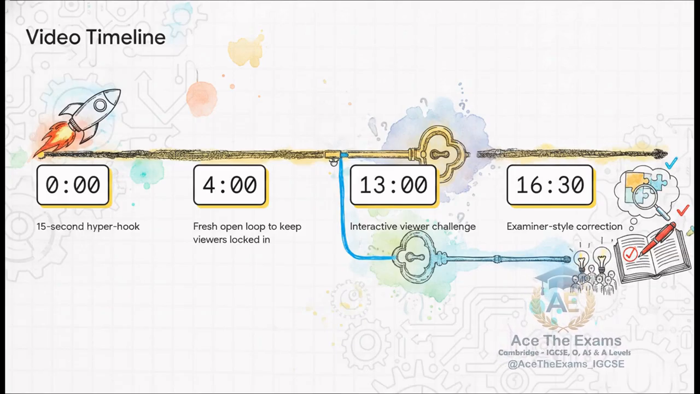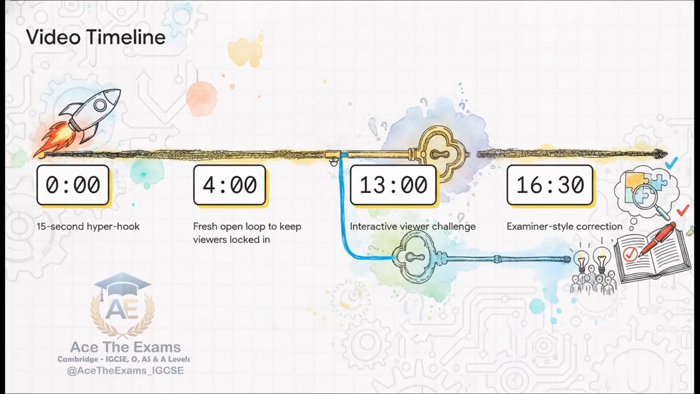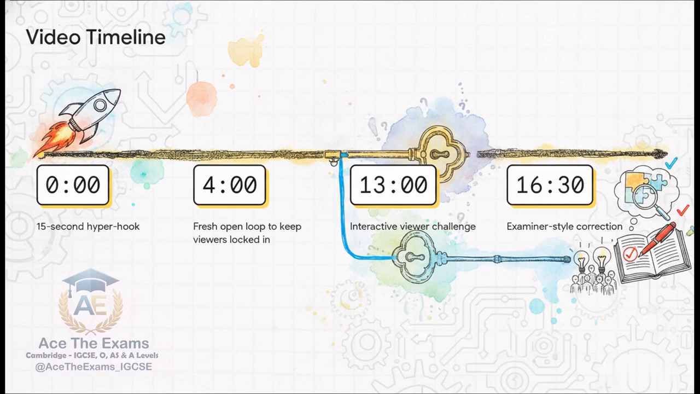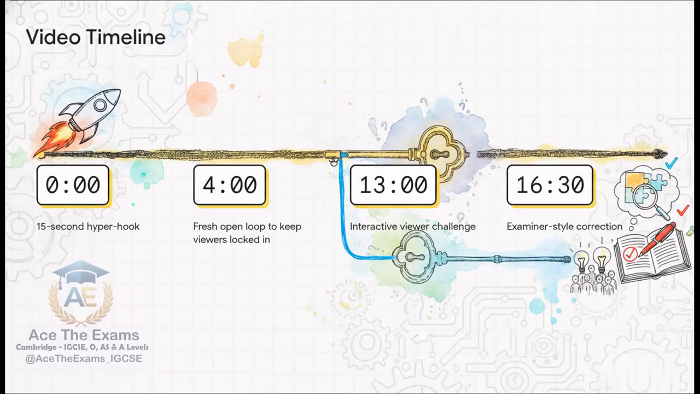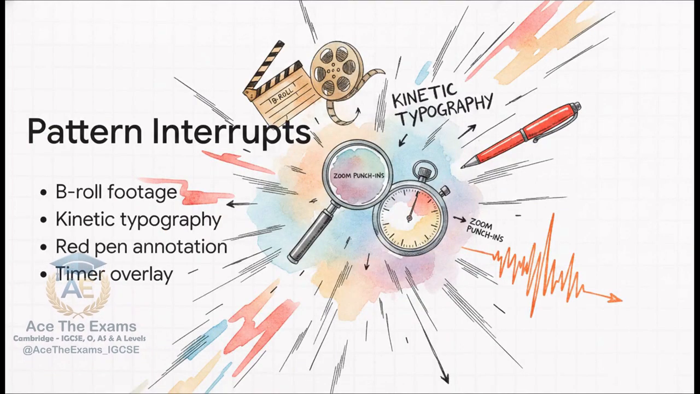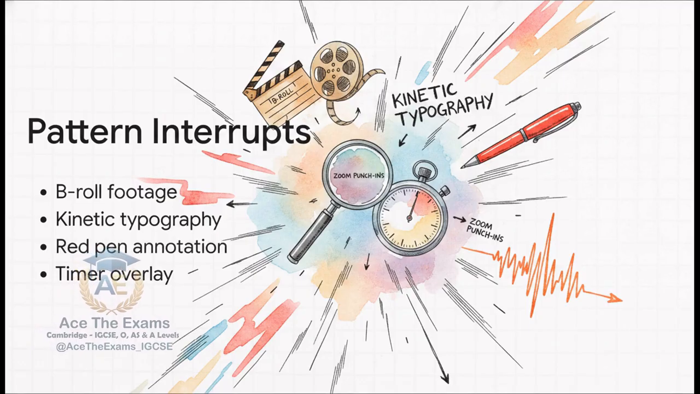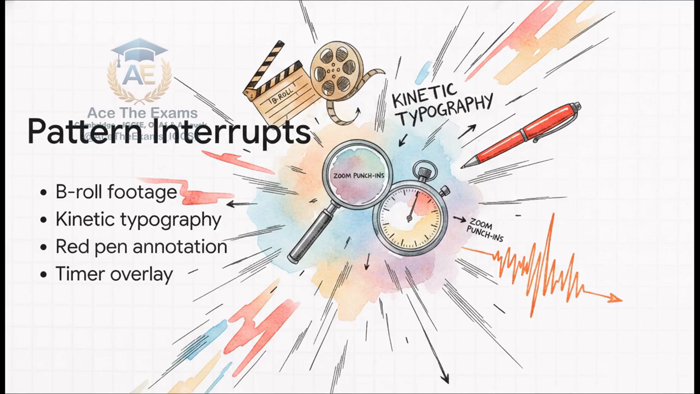The source actually dictates that at minute 4, the script must make viewers feel that leaving right then means missing the single most important examiner clue. It's literally designed to lock the viewer into the rest of the explainer. And to keep them locked in, the blueprint demands rapid visual pattern interrupts: B-roll, kinetic typography, red pen annotation, timer overlays, zoom punch-ins, sound stingers, quick quiz cards. The prompt requires a brand new visual trick every 4 seconds. Seriously, every single 4-second beat from 0 to 20 minutes must interrupt the viewer's visual pattern so their brain simply doesn't even have the opportunity to get bored or click away.